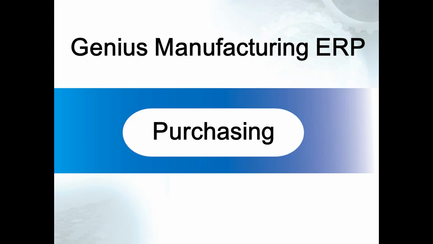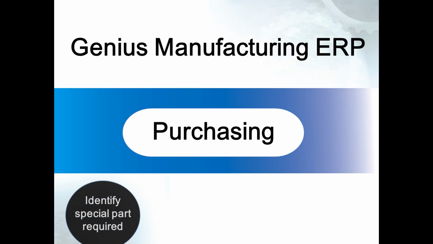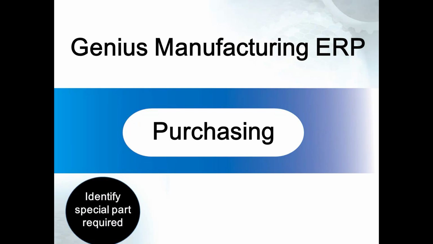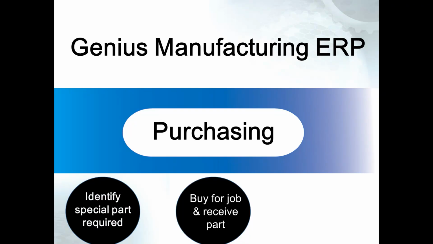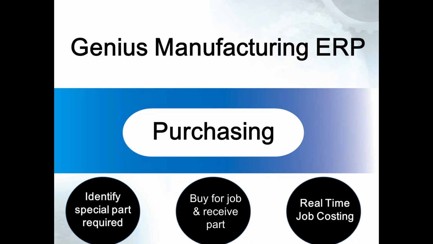This demonstration will show various features of the purchasing module within Genius Manufacturing ERP. Some of the key benefits of the purchasing module include giving you the ability to identify special parts required, buy for job and receive the part, real-time job costing. Let's take a look at the demo now.